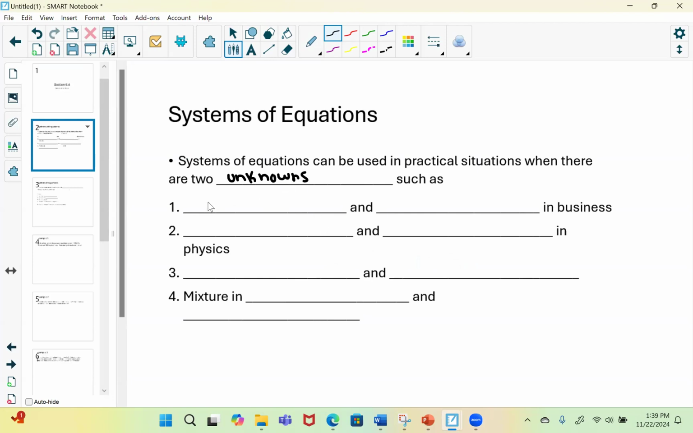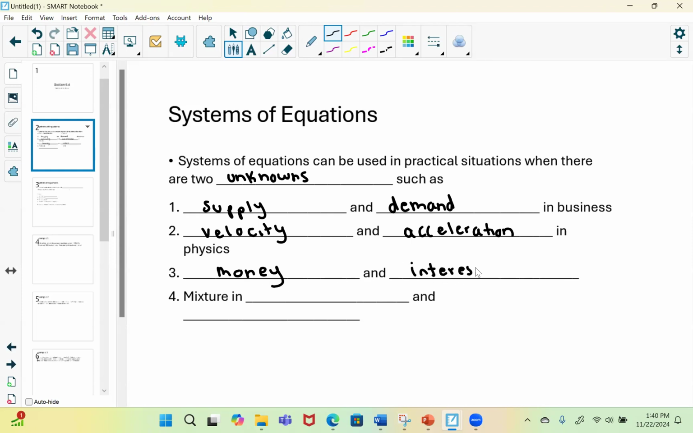And some examples are they're often used in supply and demand in business. They're used in physics for velocity and acceleration. They're used in money and interest. And then the last part is they're used in mixture problems in physics and chemistry.